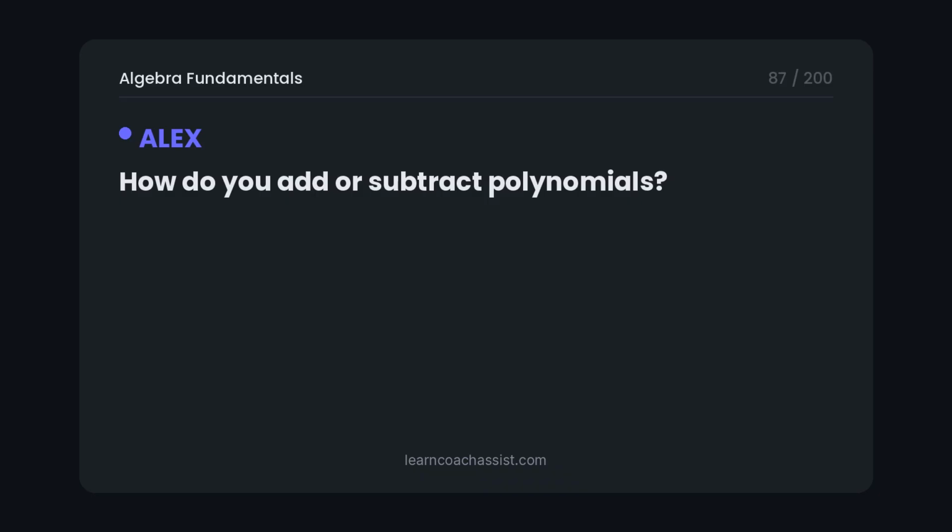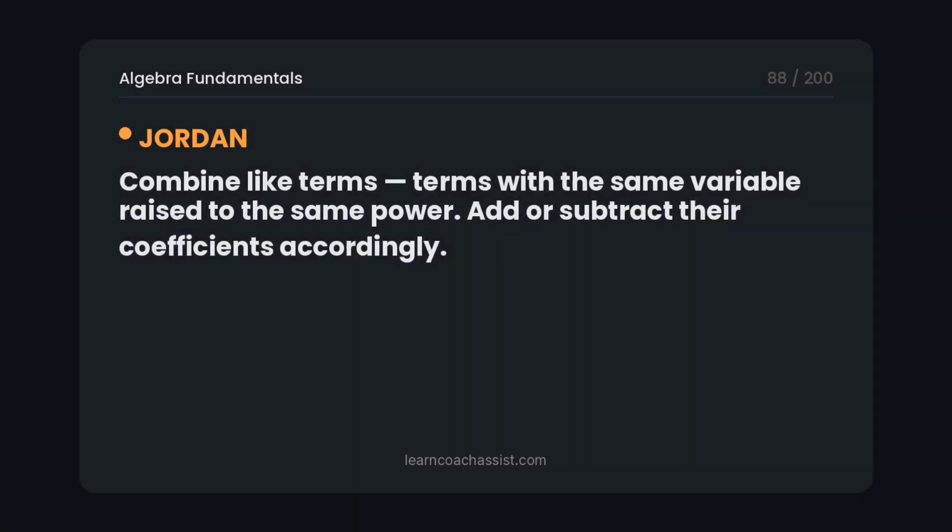How do you add or subtract polynomials? Combine like terms, terms with the same variable raised to the same power. Add or subtract their coefficients accordingly.